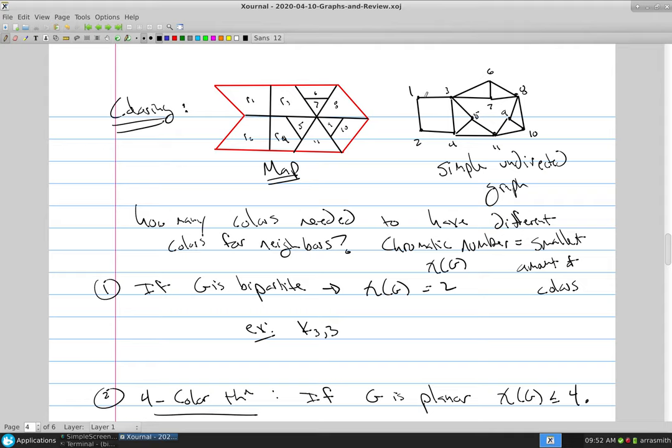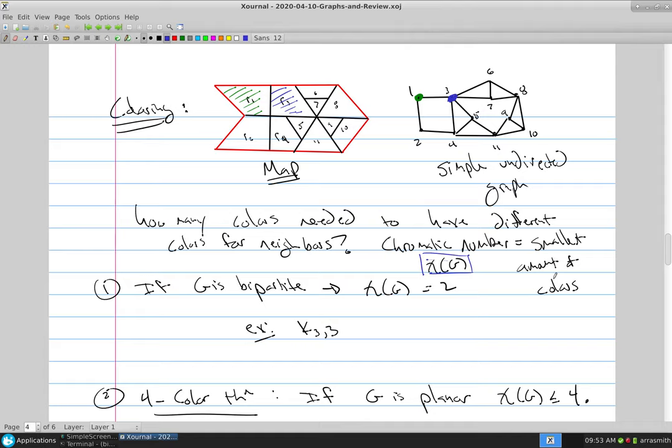That is the same thing as going through here and picking colors. If I color this region green, it's the same thing as coloring this vertex green. If I color this region blue, it's the same thing as coloring this vertex blue. So coloring is how many colors are needed to have different colors for neighbors. If you can find it, that's called the chromatic number, and that's going to be the smallest amount of colors necessary.